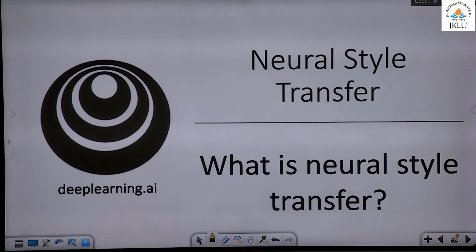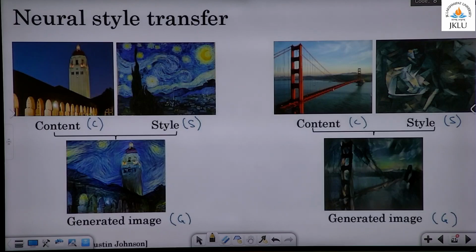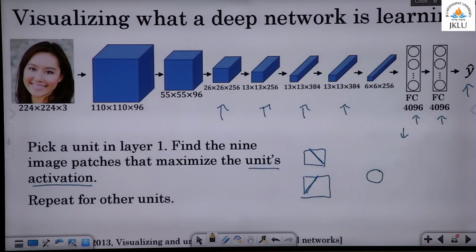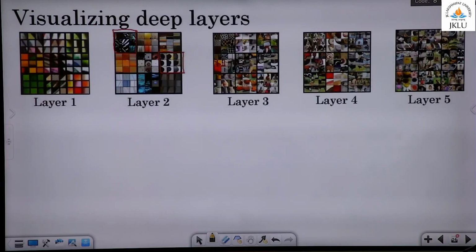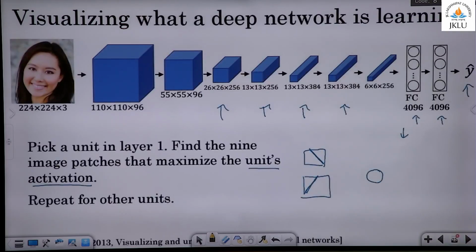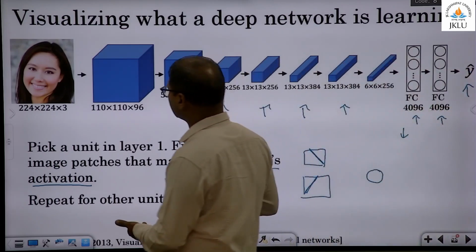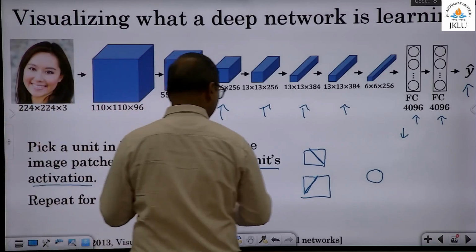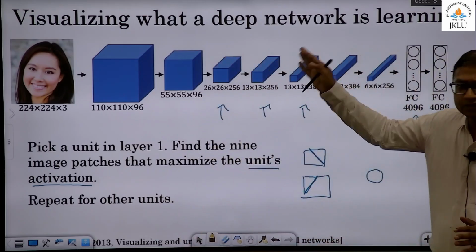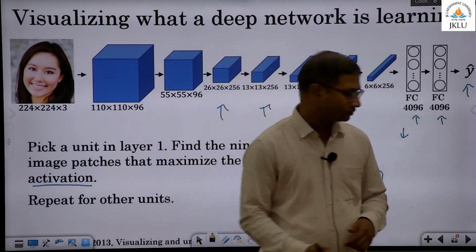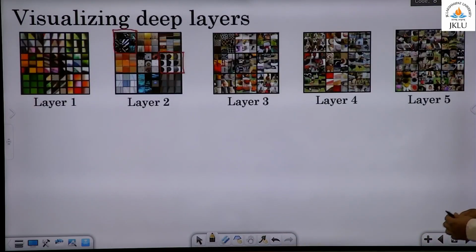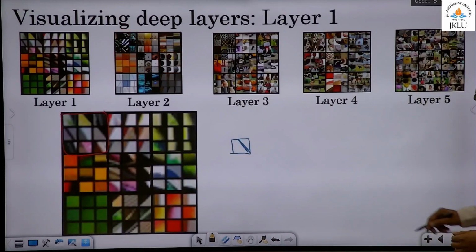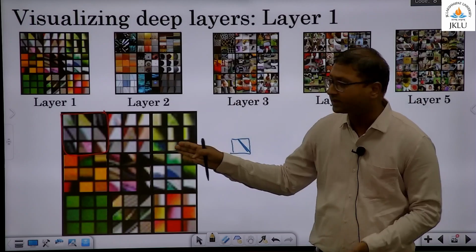So neural style transfer I won't do, it's a good academic thing to do, but I think we have enough of computer vision now. This might still, but we have talked about a little bit. So pick a unit in layer 1, we have already talked about this. So what are these layers actually learning? For example, layer 1 will have something like this. So what is layer 1 learning?